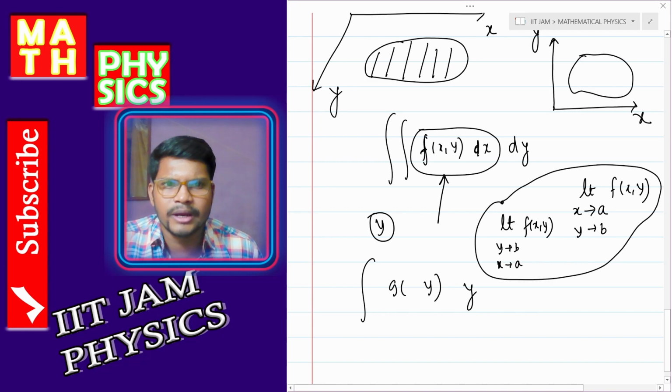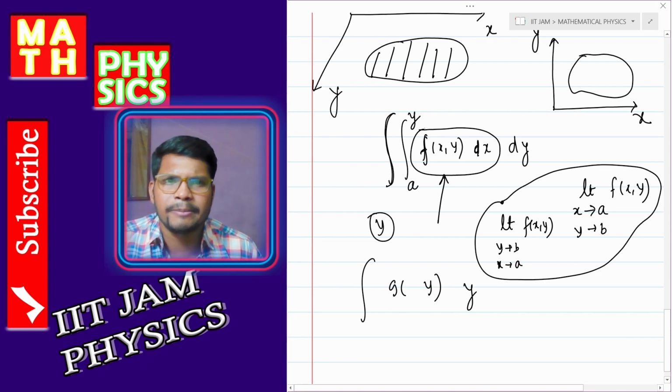So when you do this integral, your lower limit is a and the higher limit would be y. Everything is now mapped, x in terms of y, and when you evaluate this, everything will become y dependent.